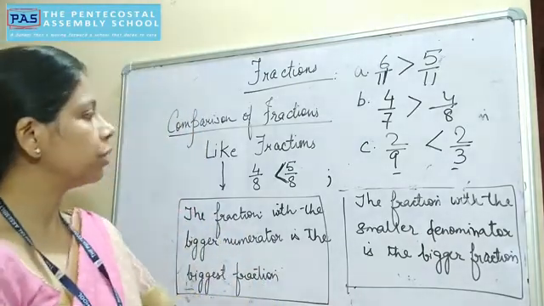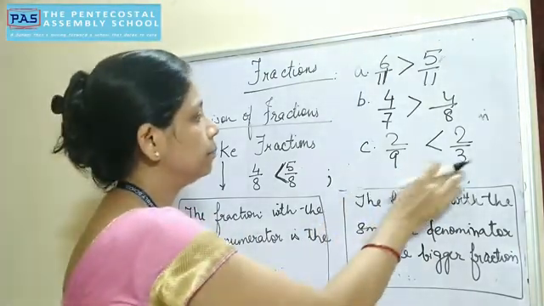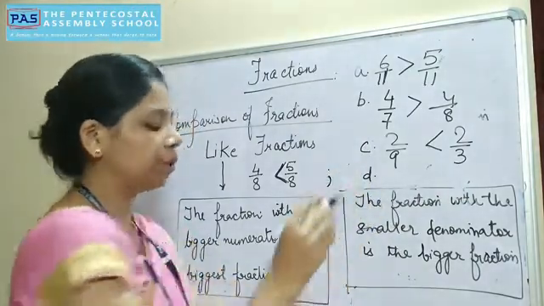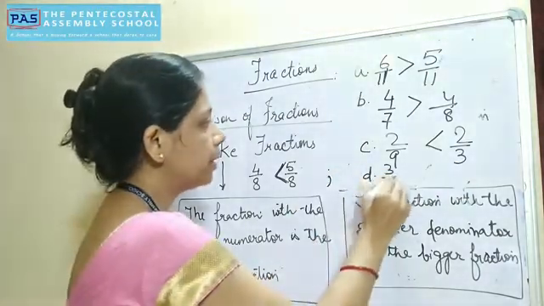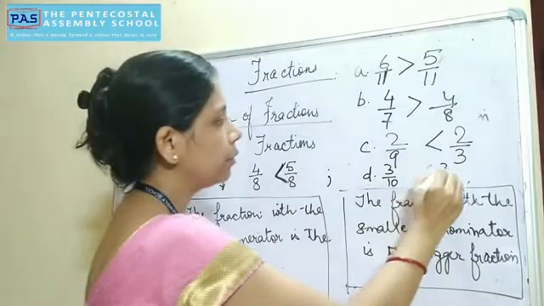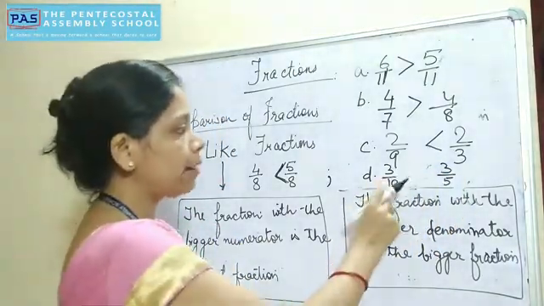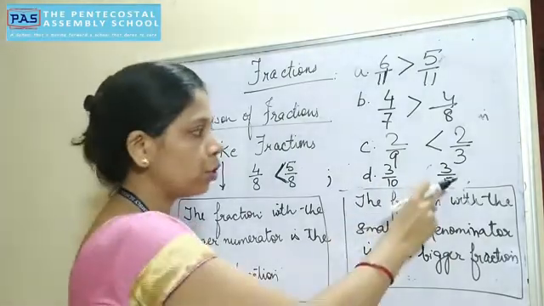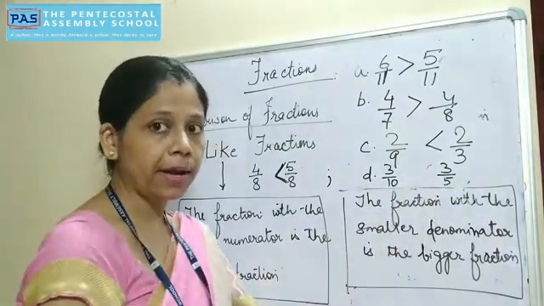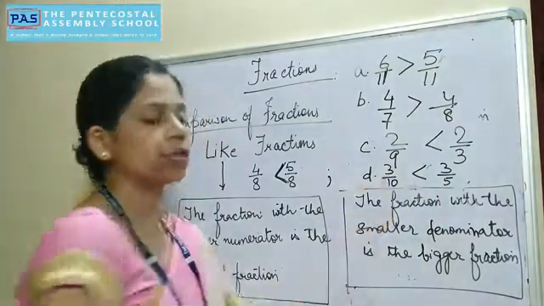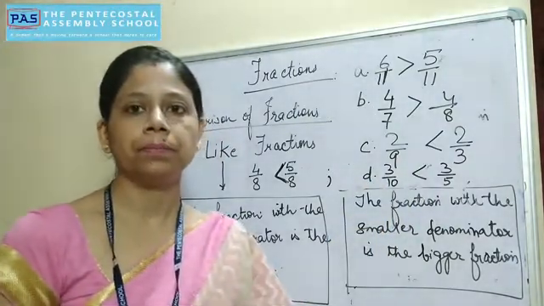Now come to question number D. Question D. 3 by 10 and 3 by 5. Okay. Again the same thing. You have denominators are different. Smaller is which one? 5 or 10? 5. So this is your greater fraction.